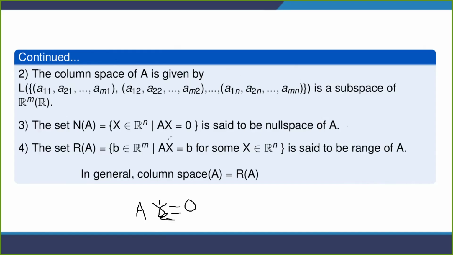This is also just an example of a vector space. Then the set R(A) equals B belonging to R^n such that AX equals B. So if AX equals some B for X belonging to the real numbers, it is said to be the range of A. Generally this is the same as the column space. Whatever the column space of the matrix is, that is the range of the matrix. So A is nothing but a matrix, and the column space equals the range of the matrix. Okay, that is its range.